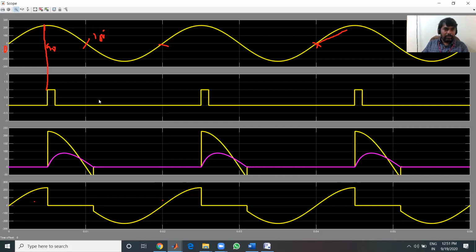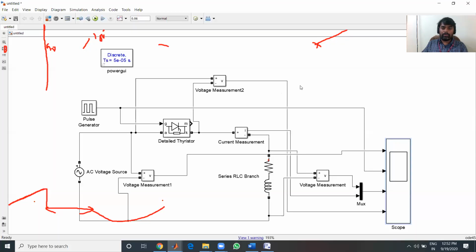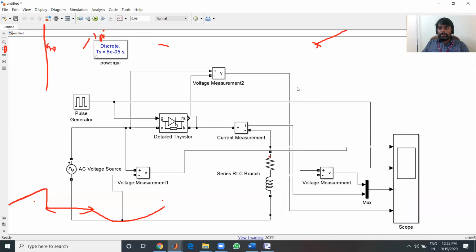Now you can see during omega t equal to alpha, which is 90 degrees, to beta, the thyristor is in conduction state, so the voltage across the thyristor will be approximately 0. And during alpha, the thyristor is blocking the forward, positive voltage. And from beta to 2 pi, it is blocking reverse voltage. You can see the current and everything. So this is about the simulation of the half wave rectifier with R and RL load. Right. Thank you.